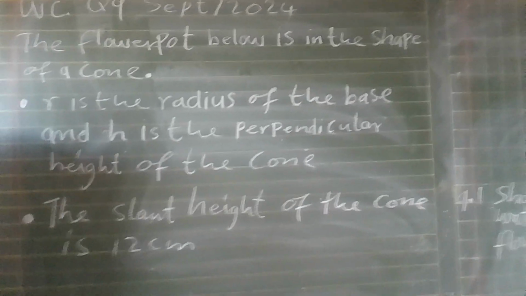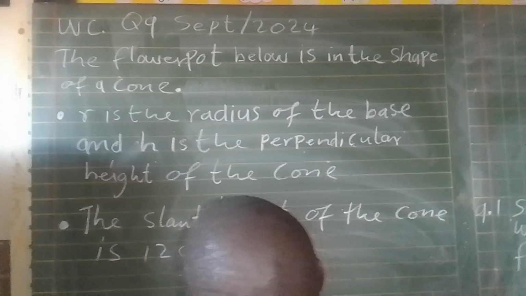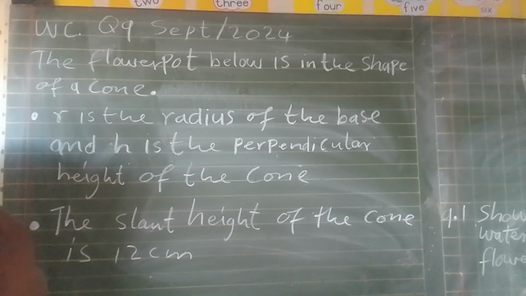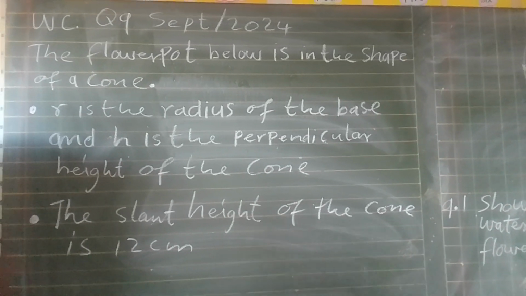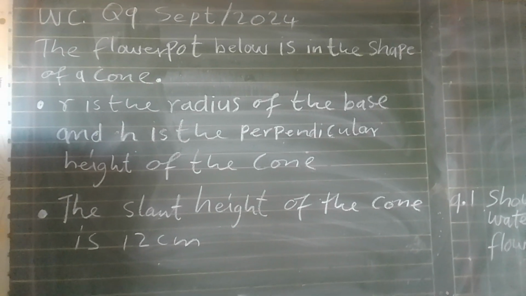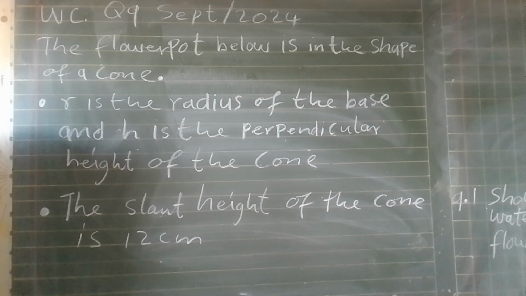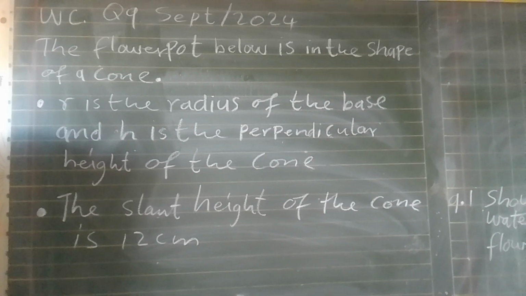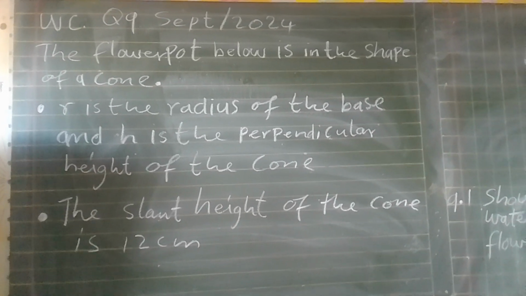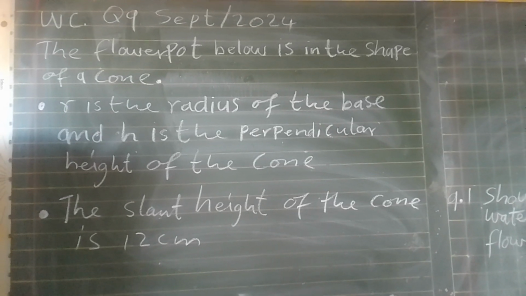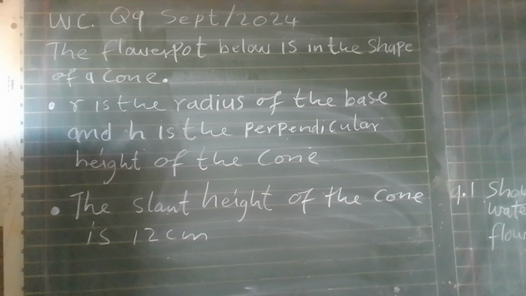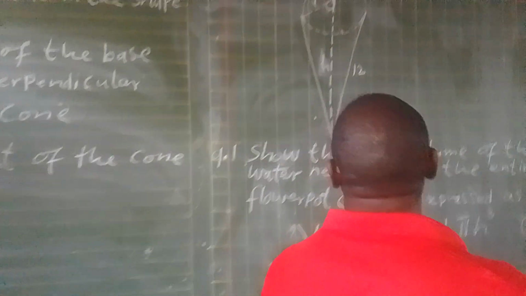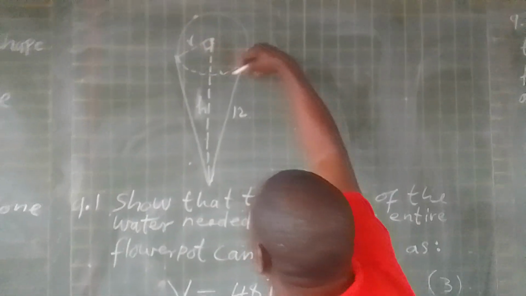Thank you very much. Today we are going to look at this question. It reads as follows. The flower pot below is in the shape of a cone. R is the radius of the base and H is the perpendicular height of the cone. The slant height of the cone is 12 centimeter. This is what the cone looks like. We have the cone right here.